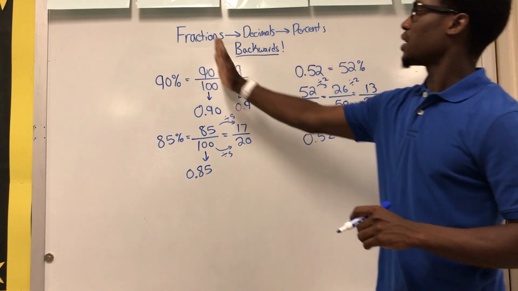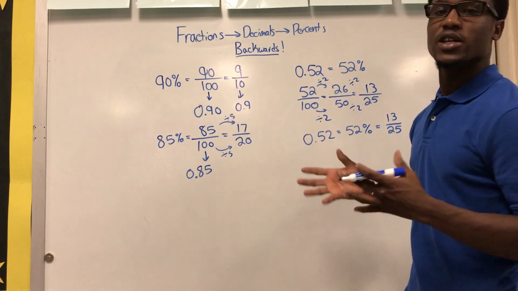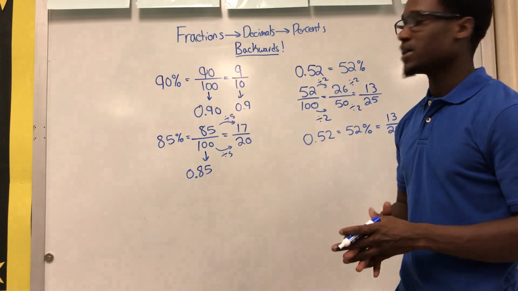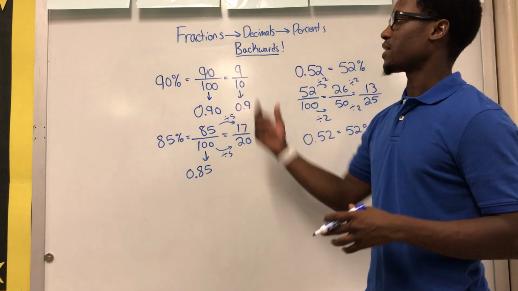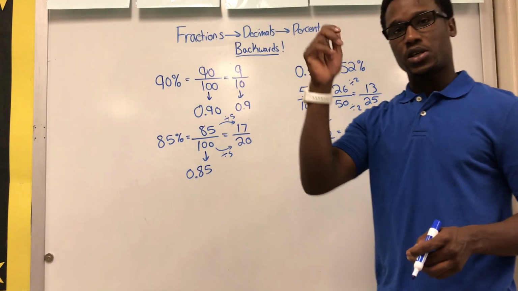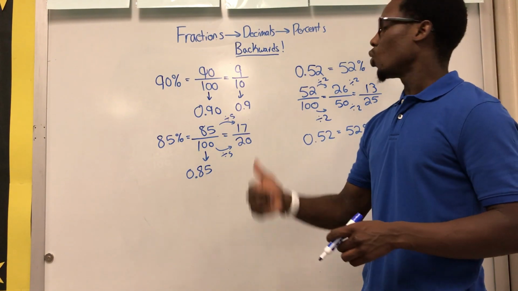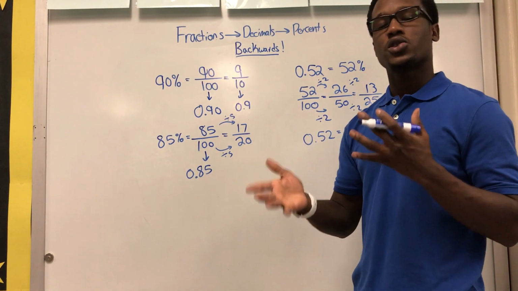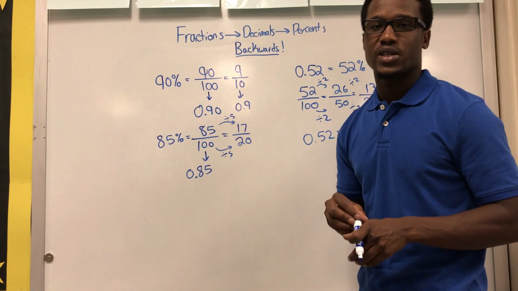Now, you could go in and out as much as you want and in many different ways. You just have to remember these methods, okay? So to go from fractions to decimals to percents, you could either use equivalent expressions or you can use division. Those are the two main methods that we're going to be using in class this year.